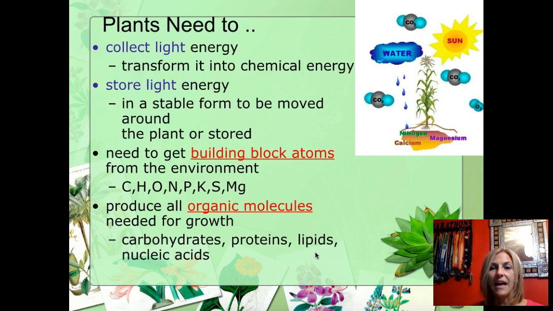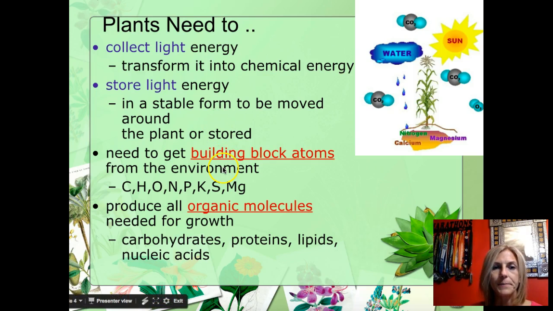So again, we're starting big. What are the major needs that a plant has? It needs to collect light. It needs to store the light. It needs to use that light to make building blocks. And those building blocks it needs to make bigger molecules. So we're going to be talking about leaf structure here in a little bit. So we'll talk about where they're collecting light and storing that light.